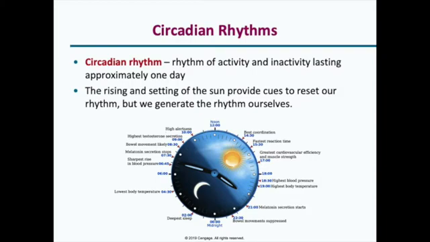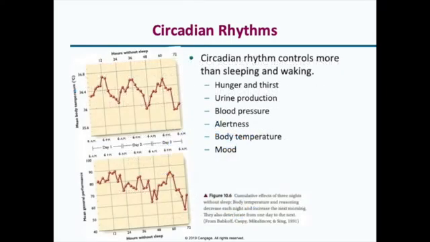Slide 17. Your circadian rhythm controls more than just sleeping and waking. Over the course of the day, you vary in your hunger, thirst, urine production, blood pressure, alertness, body temperature, and mood. Certain people have genes that alter their circadian rhythms. Those with genes causing a 23-hour cycle instead of a 24-hour cycle get sleepy early in the evening and wake early. The graphs on this slide demonstrate the circadian rhythms as they affect general performance on tasks.